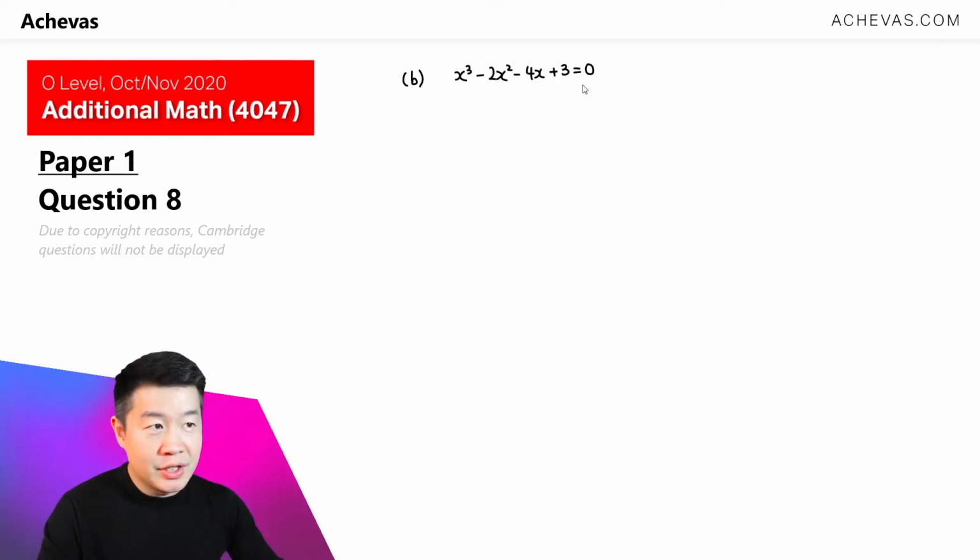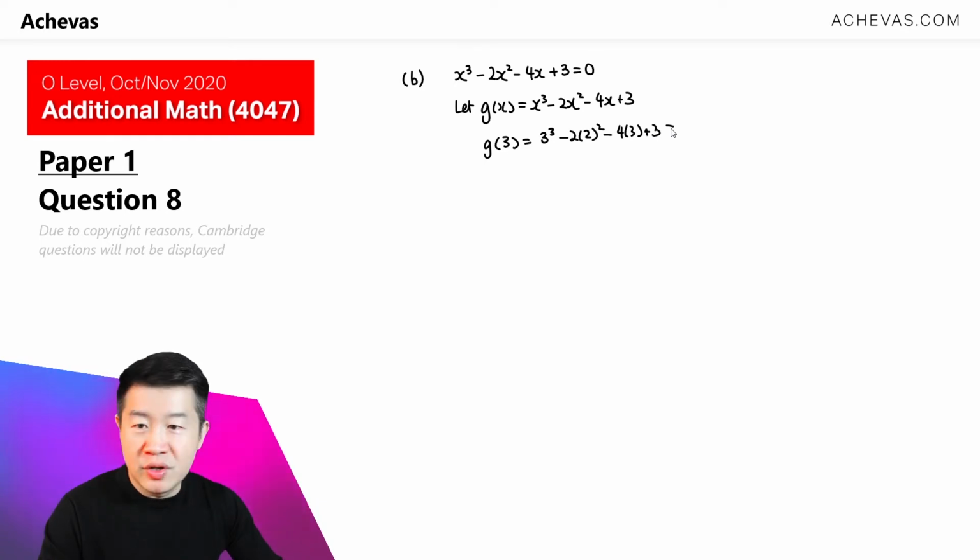We will solve this equation, and the first thing that I'm going to do is to let the left-hand side be equal to the function g. So I'm going to let g(x) be equal to x to the power of 3 minus 2x squared minus 4x plus 3. And with a bit of trial and error, we will realize that g(3), which is 3 to the power of 3 minus 2 times 3 squared minus 4 times 3 plus 3, is equal to 0.